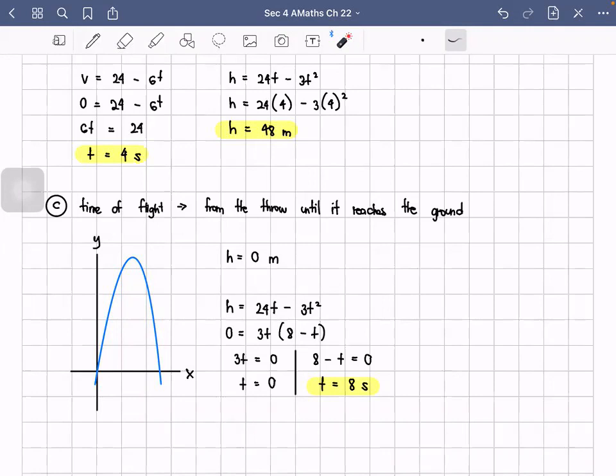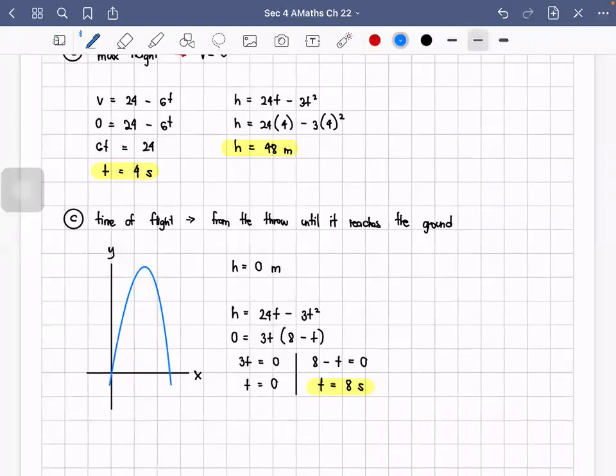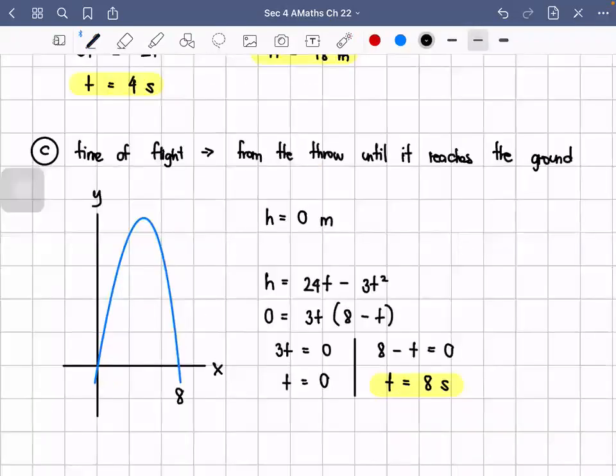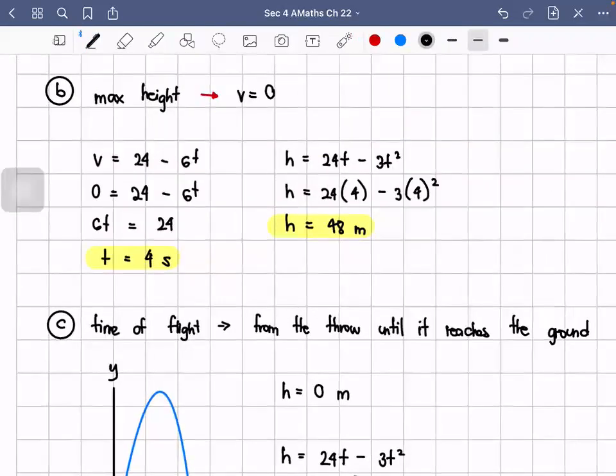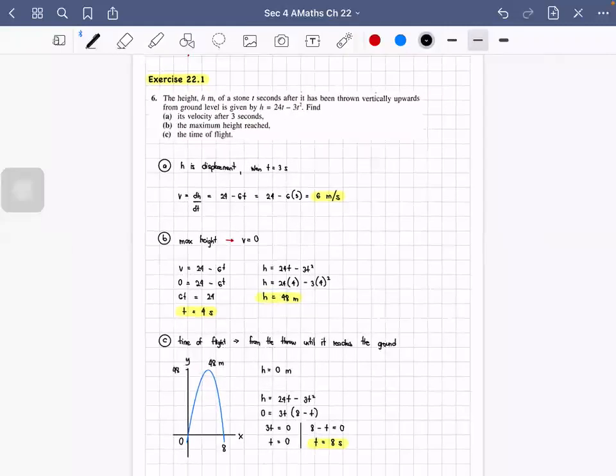So class, do you have any question about number 6? No question? Okay, so that's it. There's no question for number 6. Okay, so let's continue with the examples.